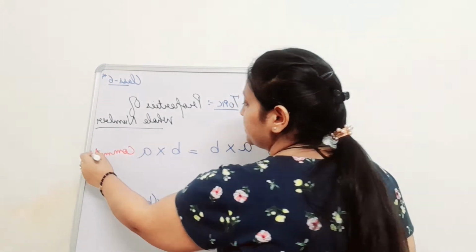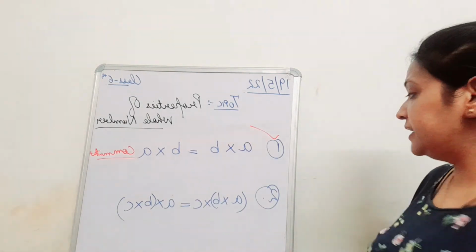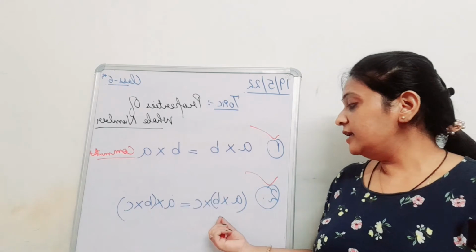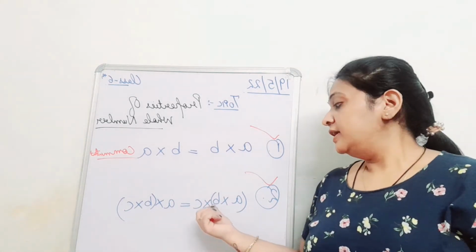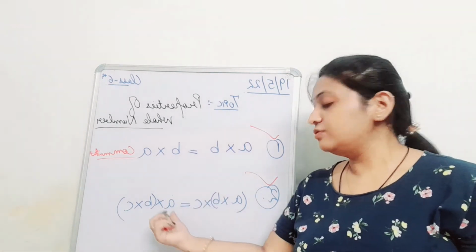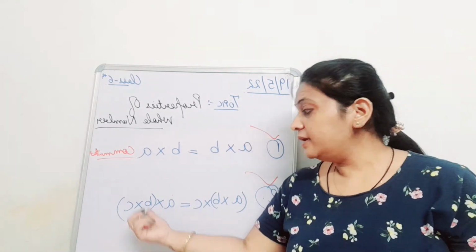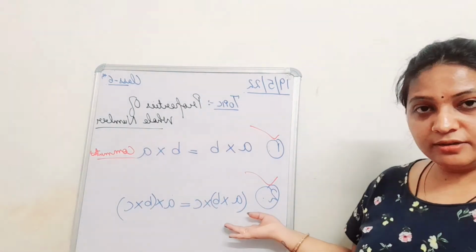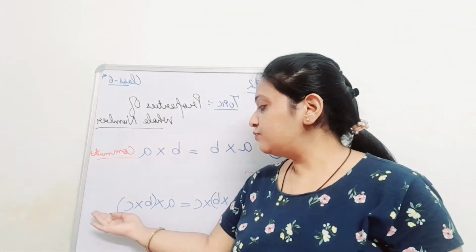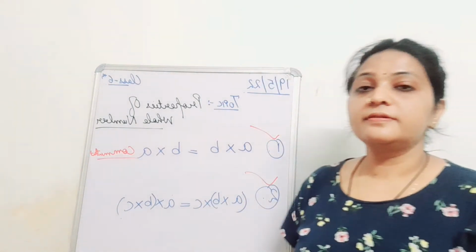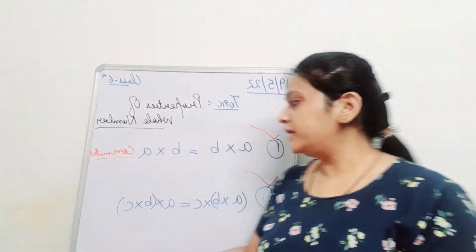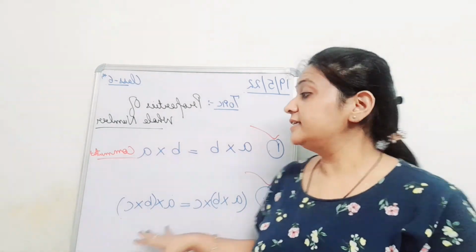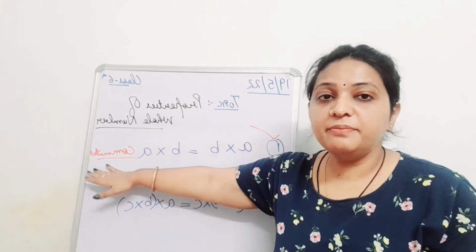Right, students? Okay. So now for the second one, please come to the second one. Another student, please stand up and tell us: A cross B, then multiply with C, is equal to A cross B cross C. Right? So order doesn't matter here also. Okay. So which property are we using here? Commutative. No beta, it's not commutative. It's associative.